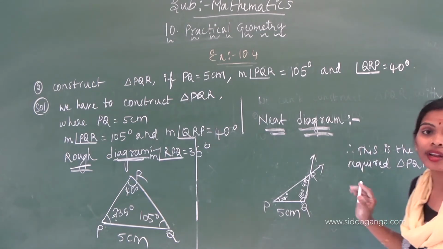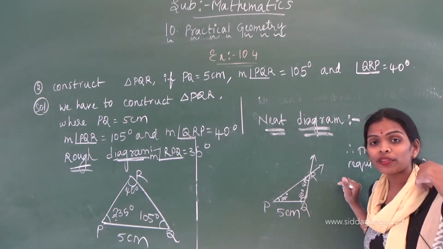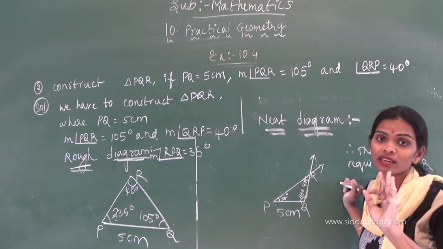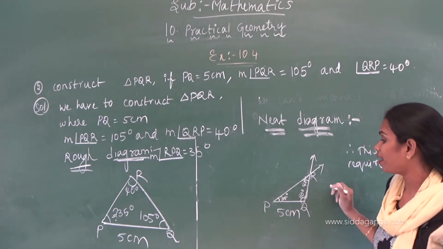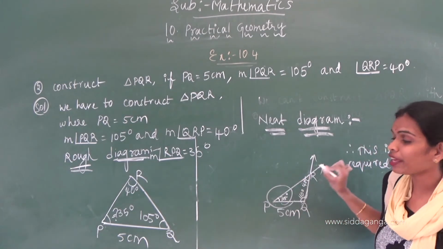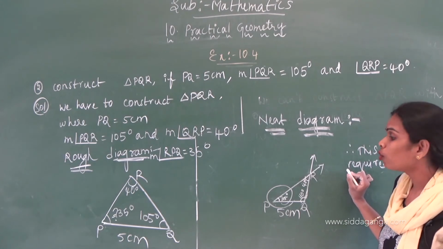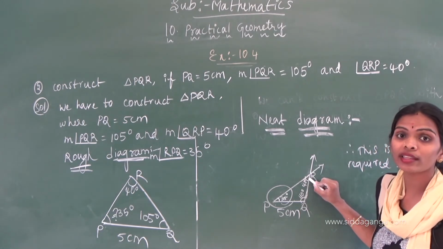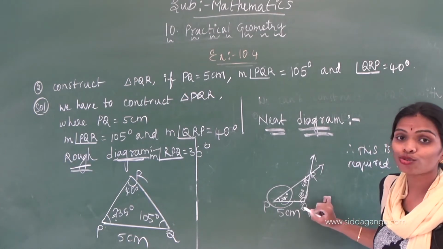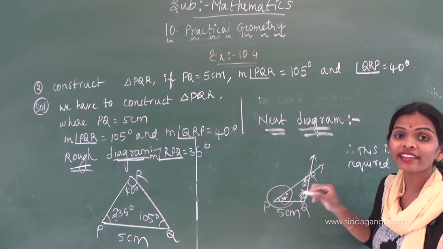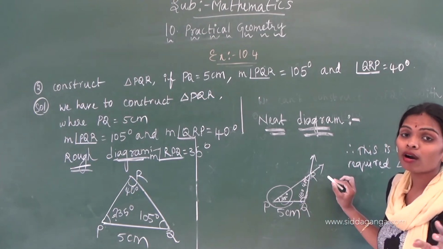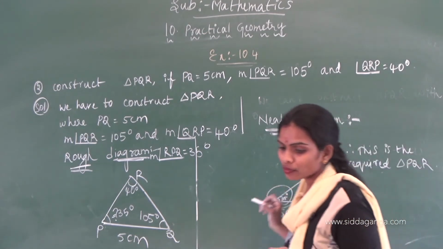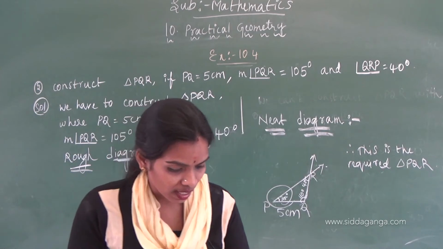This is not a new question, we are just following the same procedure for this question also. What we are doing extra is finding the P value, because the base PQ is given but the angle P they are not giving, R they are giving. That's why I am finding P, and then I use the same procedure to construct this triangle PQR. Just move to the next question in this exercise.